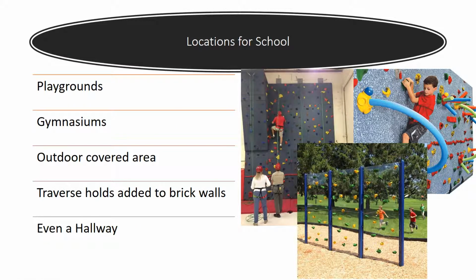Climbing walls can be placed in traditional or creative locations. The most common 2 locations are gymnasiums and playgrounds, but they have been placed in outdoor covered areas. Traverse holds have been added to brick walls, and the presenter even described one location that she went to where they were placed in a hallway.